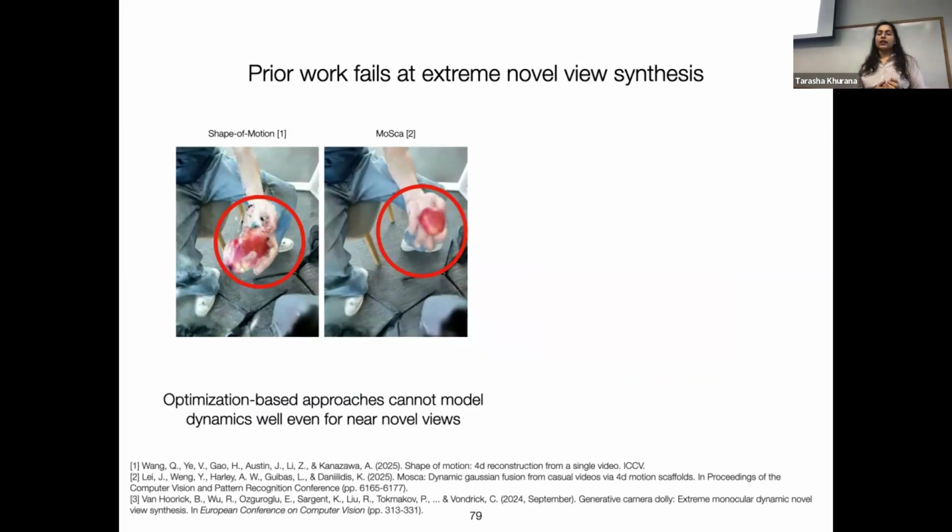So prior works that tackle this specific case can broadly be categorized into two main approaches. On the one hand, there are optimization-based methods that produce excellent results when the source and the target views are close to each other and the scene is predominantly static. But then they struggle to model simple dynamics, for example, a rotating apple in this case, even from the near novel views.